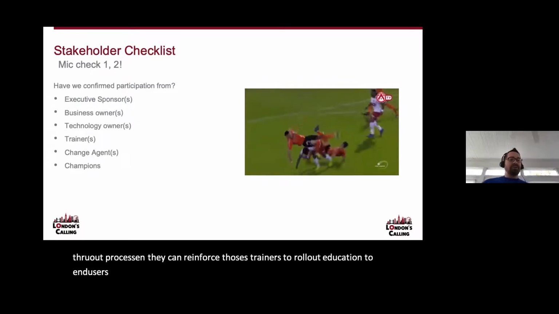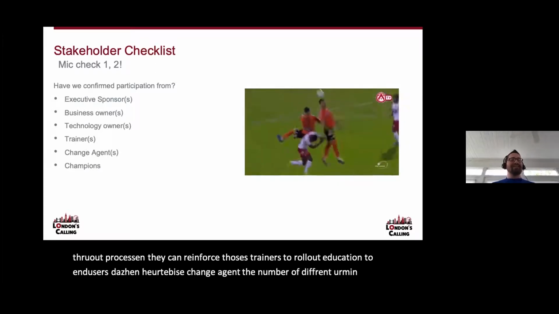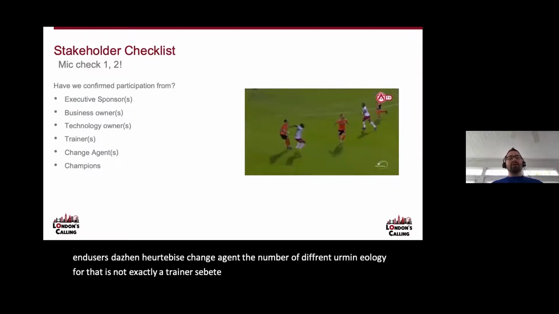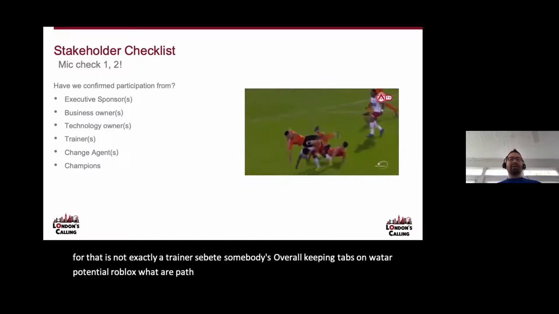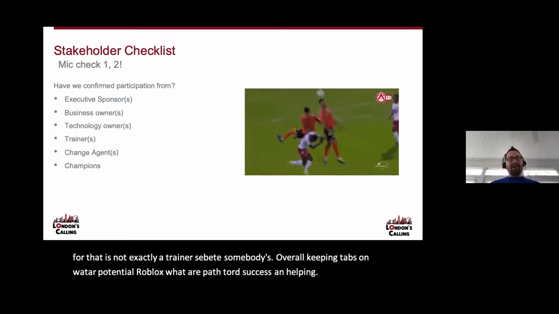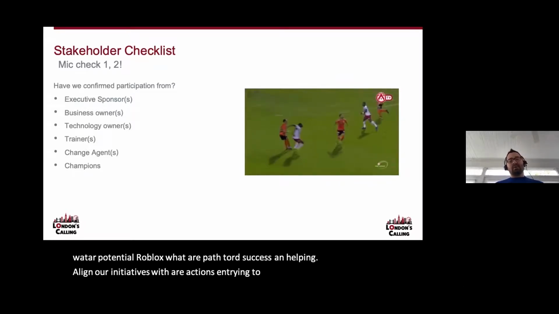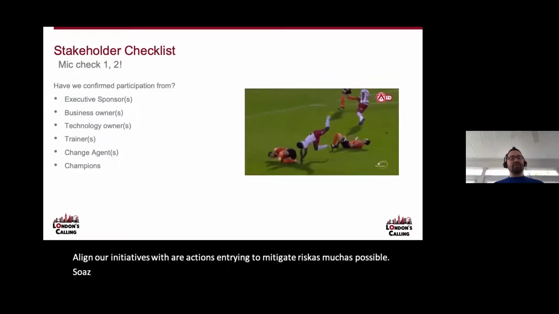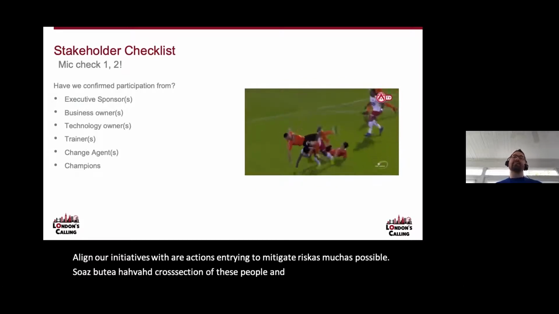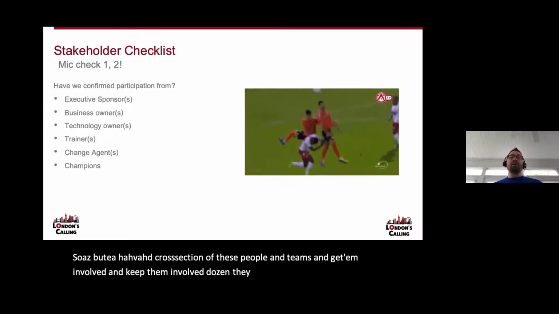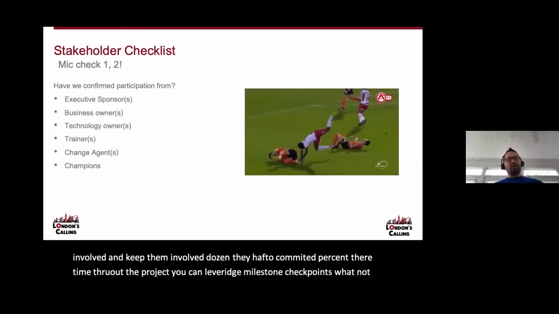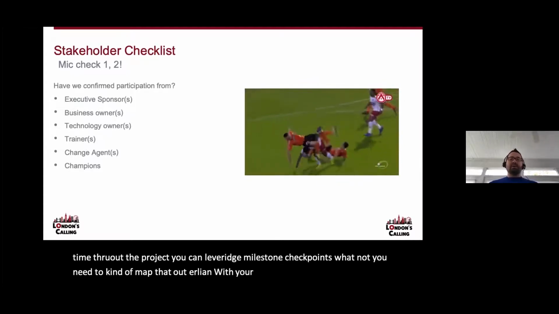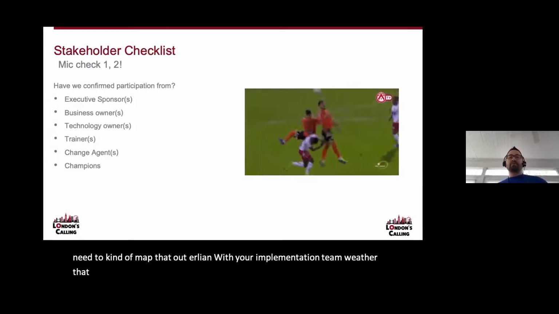Doesn't hurt to have a change agent. There's a number of different terminologies for that. It's not exactly a trainer per se, but it's somebody who's overall keeping tabs on what the potential roadblocks are, what our paths towards success are, and helping align our initiatives with our actions and trying to mitigate risk as much as possible. So it's good to have a good cross-section of these people and teams and get them involved and keep them involved. Doesn't mean they have to commit 100% of their time throughout the project. You can leverage milestone checkpoints and whatnot. You need to map that out early on with your implementation team, whether that's your project manager and whoever else might be involved. You want to get that alignment early and plan out your schedule.